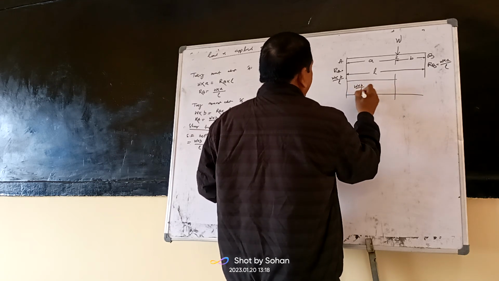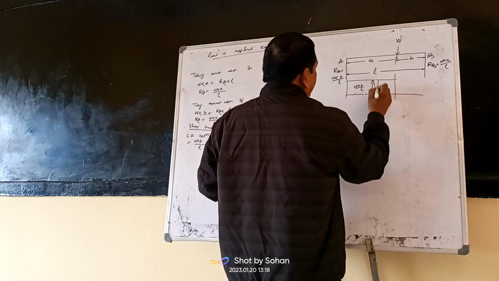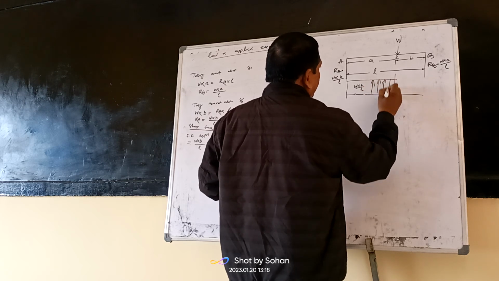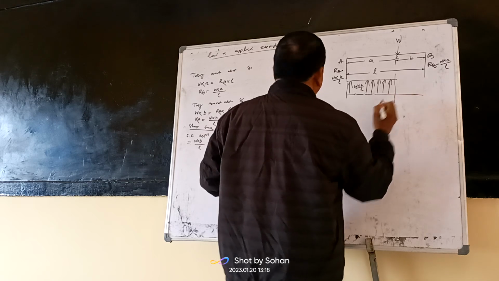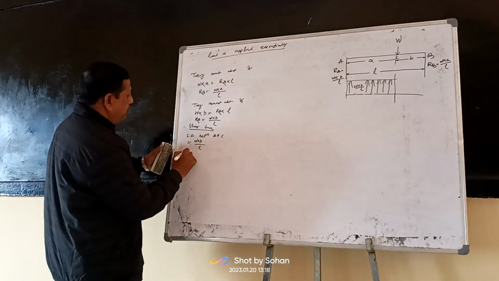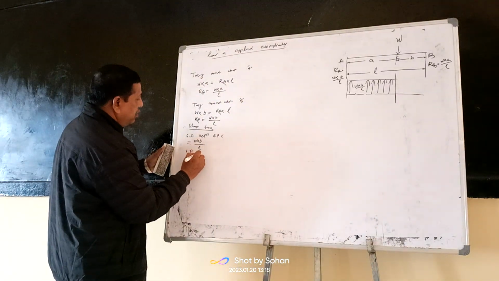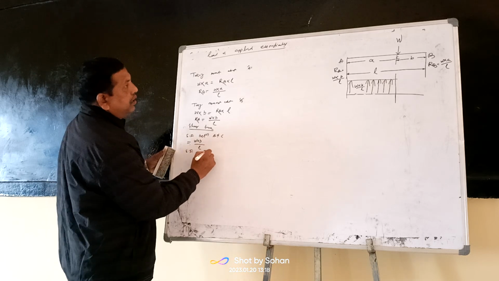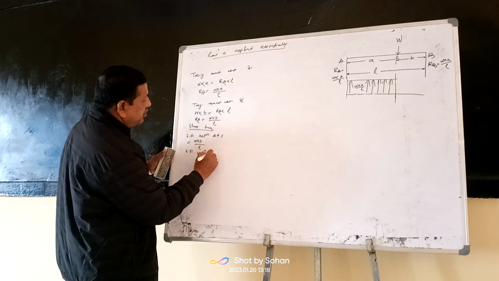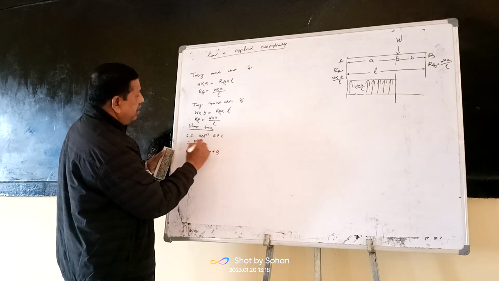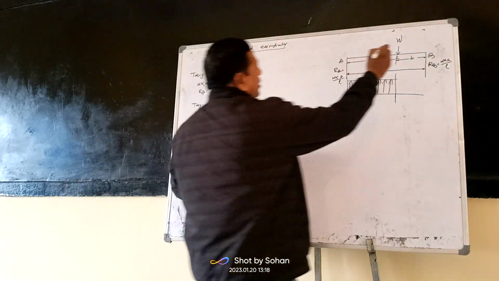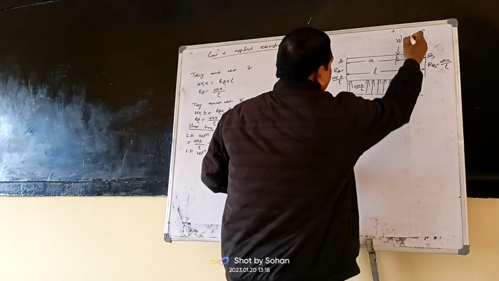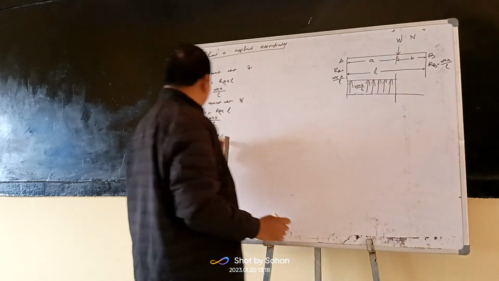W into B by L, and that is positive because left up, right down is positive. So that is positive, and that is the shear force between C and B. The unit is Newton. Suppose that is Newton, then that is also Newton.